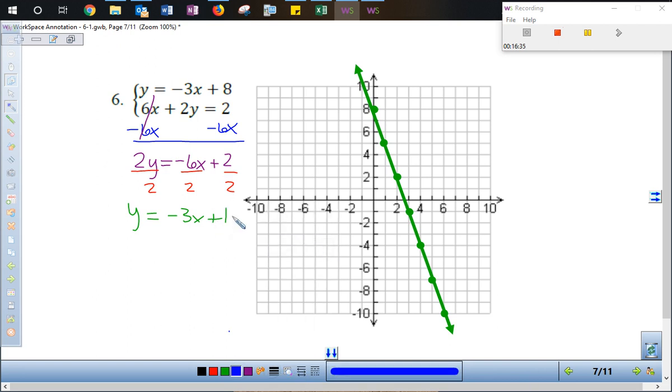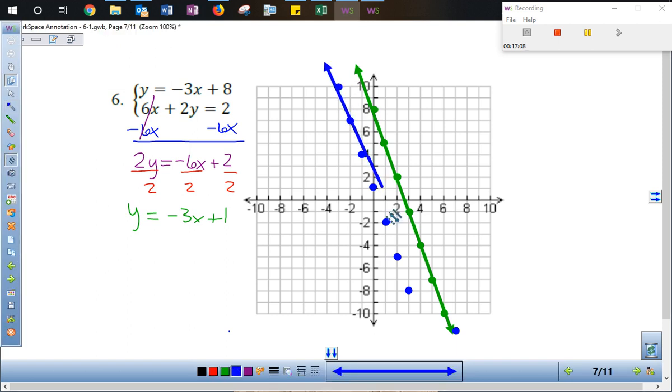So to graph it, I have a y-intercept of 1, so I'm going to start at 1 on the y-axis, and a slope of -3. So down 3 to the right 1, down 3 to the right 1, down 3 to the right 1. I'm not getting any closer if I keep going this direction, so let's try the other direction. So I can go up 3 to the left 1, and keep going. Well, that's weird. When I go that direction, I'm not getting any closer either. So let's go ahead and connect that with a straight edge and see what happens.